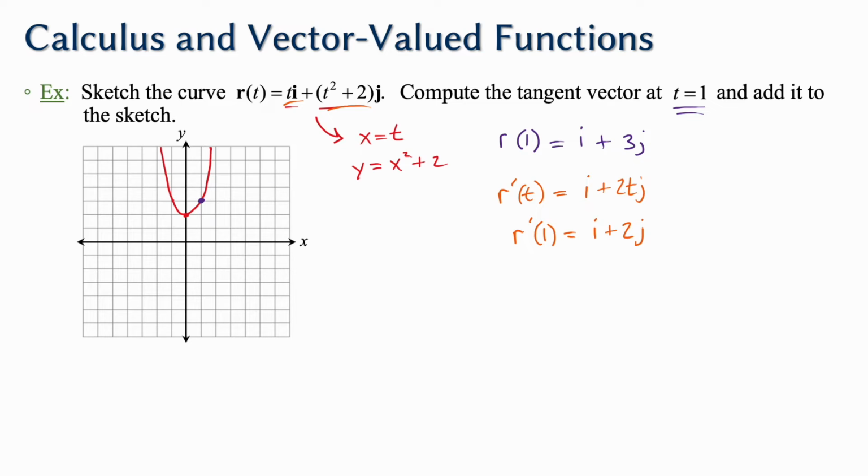Okay, so now that I have that, from my point of tangency here, I'm going to go over 1 and then up 2 to give me an idea what that vector looks like. So if I go over 1, up 2, that takes me right there. And so the tangent vector looks like that.